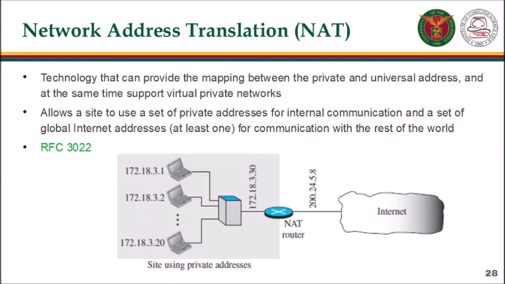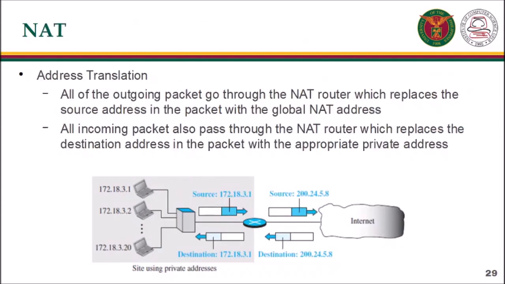Network Address Translation, or NAT, is a technology that can provide the mapping between the private and universal address, and at the same time support virtual private networks. It allows a site to use a set of private addresses for internal communication and a set of global internet addresses for communication with the rest of the world. All of the outgoing packets go through the NAT router, which replaces the source address in the packet with the global NAT address. All incoming packets also pass through the NAT router, which replaces the destination address in the packet with the appropriate private address.